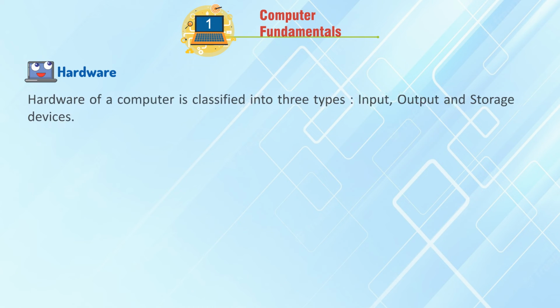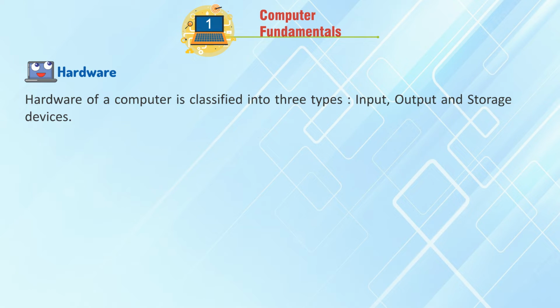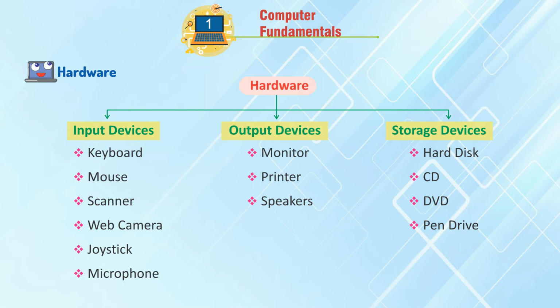Hardware. Hardware of a computer is classified into three types: input, output, and storage devices. Input devices: keyboard, mouse, scanner, web camera, joystick, microphone. Output devices: monitor, printer, speakers. Storage devices: hard disk, CD, DVD, pen drive.